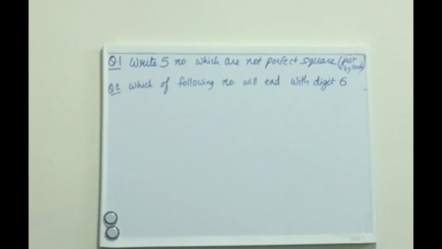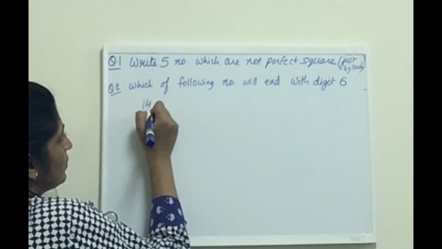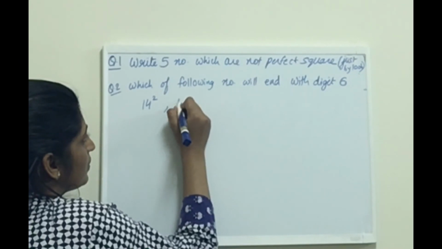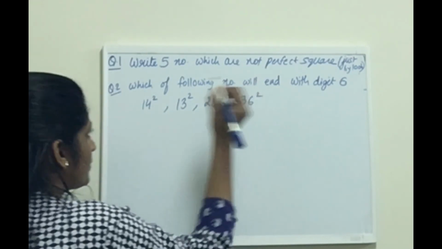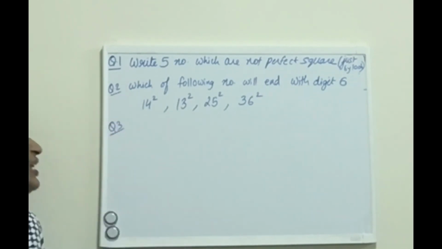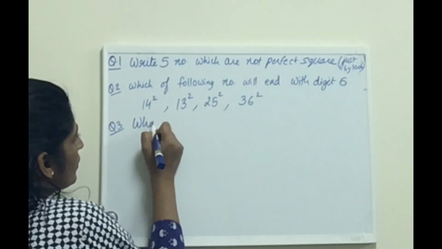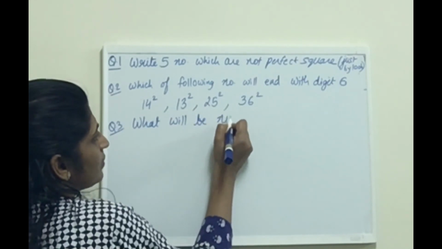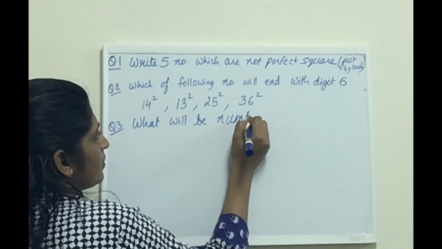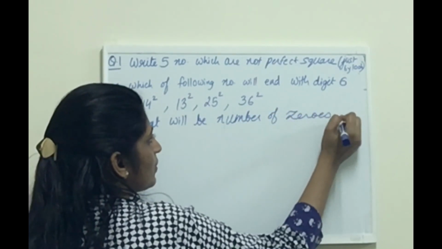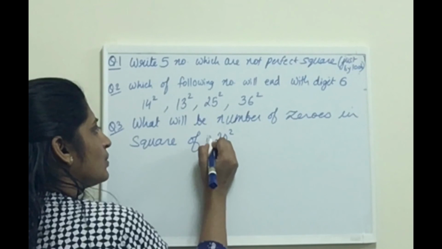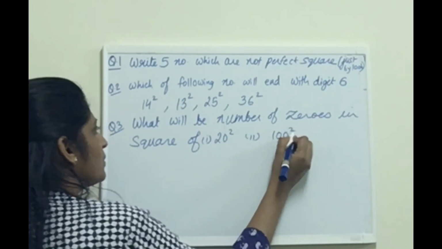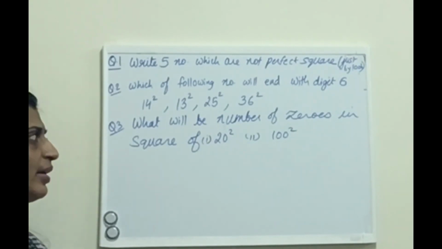Which of the following numbers will end with digit 6? And the very last question: what will be the number of zeros in the square of 20 and the square of 100?